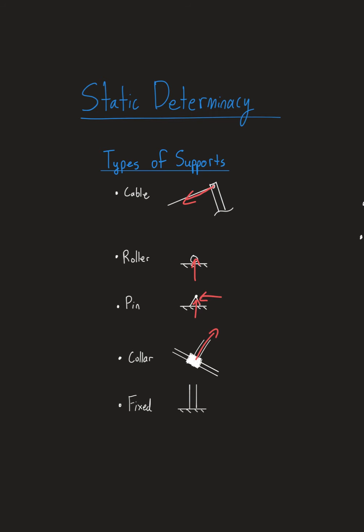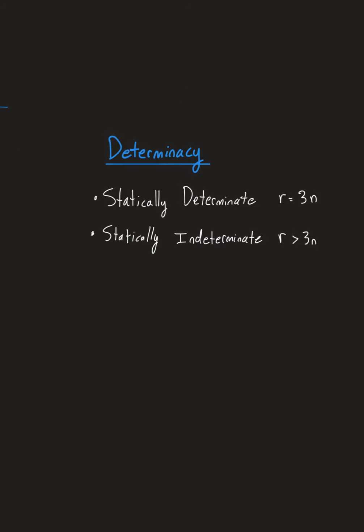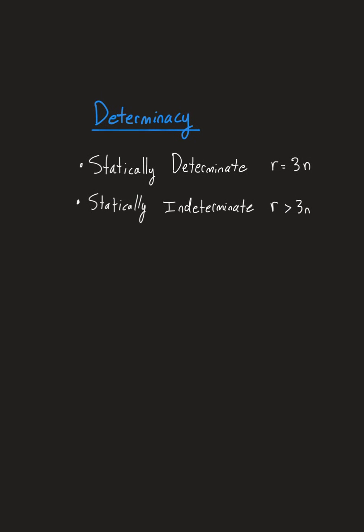And then lastly, for a fixed support, we're going to have three reactions in total. So it's restrained vertically and horizontally, and it's also restrained against rotation, so it can't rotate like a pin connection can. So we'll have a moment reaction to account for that. Okay, so with that in mind, let's look at determinacy.